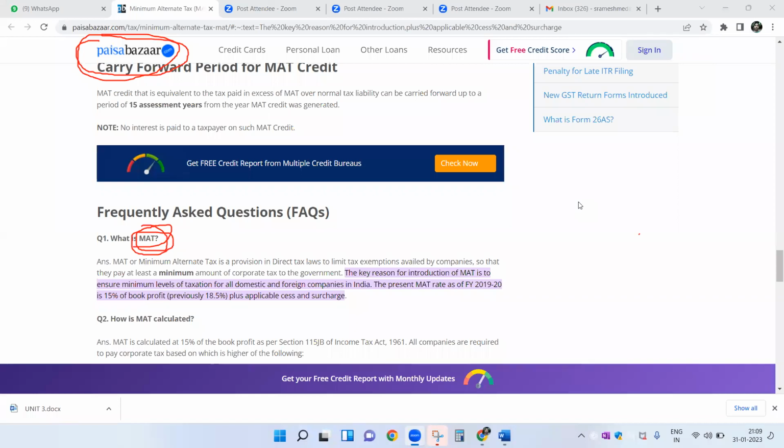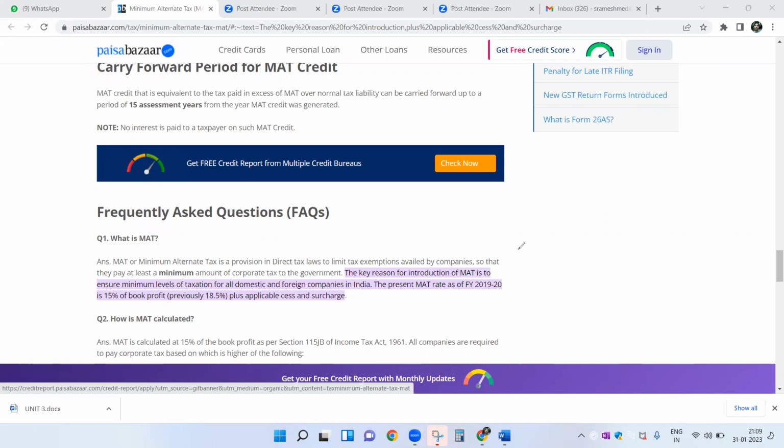So in order to prevent that, to bring every company into the taxation purview, in recent years the concept of MAT, minimum alternative tax, has emerged. It is included in the Indian Income Tax Act. See, I will open it. You can see the key reason for introduction of MAT is to ensure minimum levels of taxation for all domestic and foreign companies in India. At present, MAT is 15% of book profit.